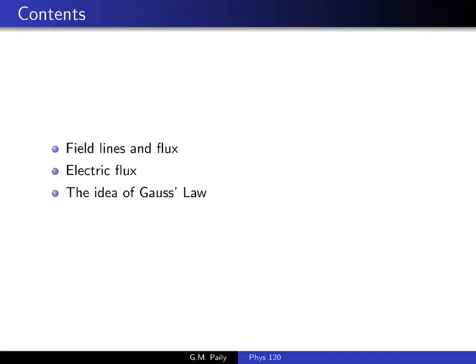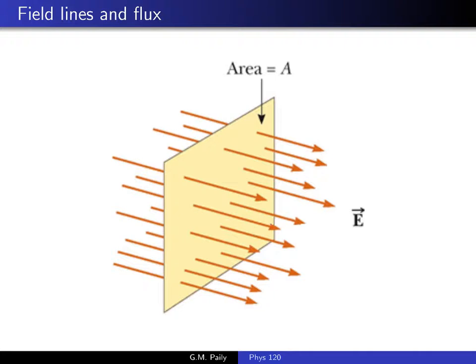In this video, we will talk about the relationship between electric field lines and electric flux and the idea of Gauss's law. Electric flux is a way of counting the number of field lines that pierce through an area. In this example, we see that the field lines are piercing through the square of area A.